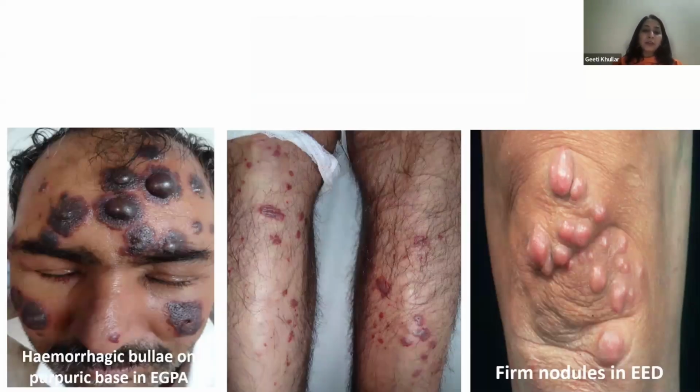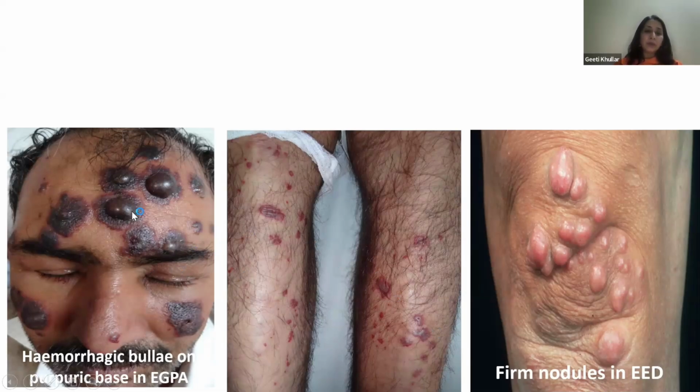Now, coming on to another kind of involvement, this was one patient which we had seen. The two photographs on the left are of the same patient, one involving the face and one involving the legs. On the legs, these are actual palpable purpura, some are bullae also on the purpuric base. And this is the face of the same patient. So he is basically having purpuric lesions with hemorrhagic bulla.